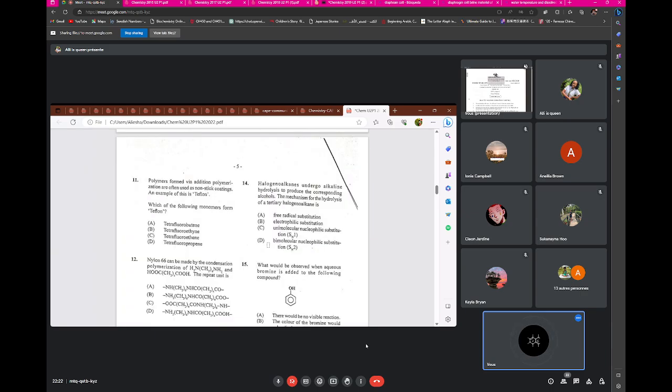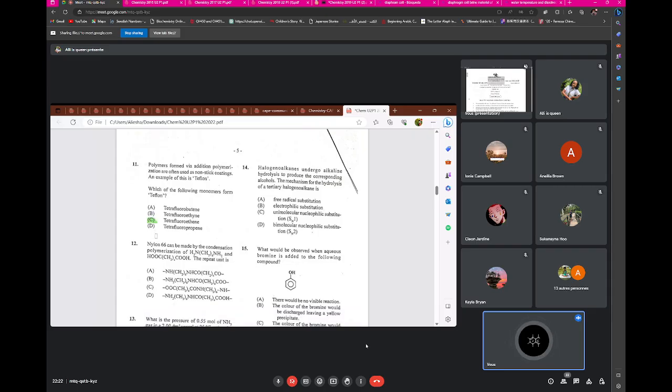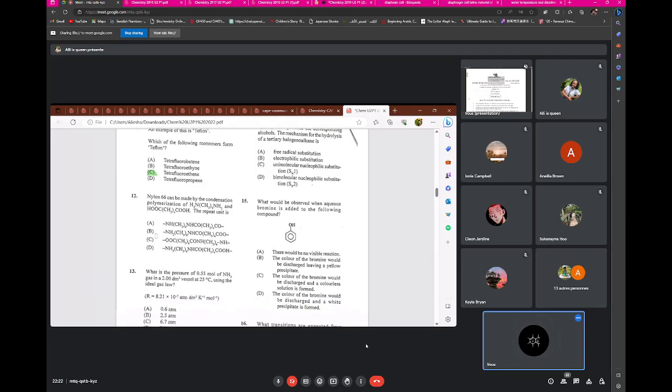Polymers formed via addition polymerization are often used as non-stick coatings. An example of this is Teflon. Which of the following monomers form Teflon? C. Alright, tetrafluoroethene. Beautiful. And then number 12 is going to be A. And number 13, we have to work it out because it looked new.